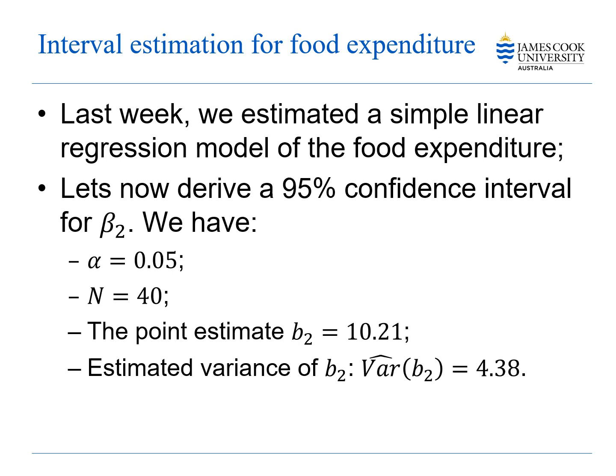Last week we estimated a simple linear regression model of food expenditure. So let's now derive a 95% confidence interval for beta 2. Let's choose alpha to be 5%. We know the sample size, which is 40. Also, we know the point estimate of beta 2, b2, is 10.21. If you don't remember this, you can go back and check last week's lecture notes and the R codes. And we know that the variance is 4.38. So we have all the ingredients we need to compute the interval estimator.